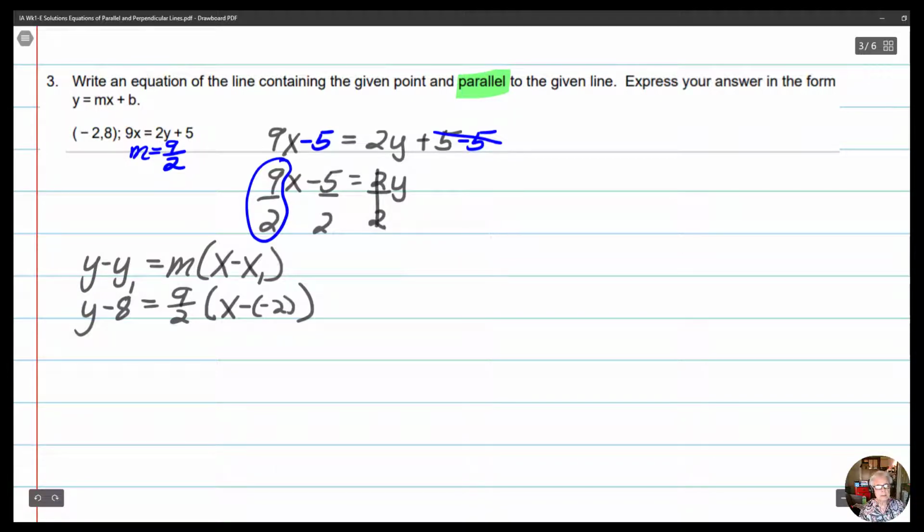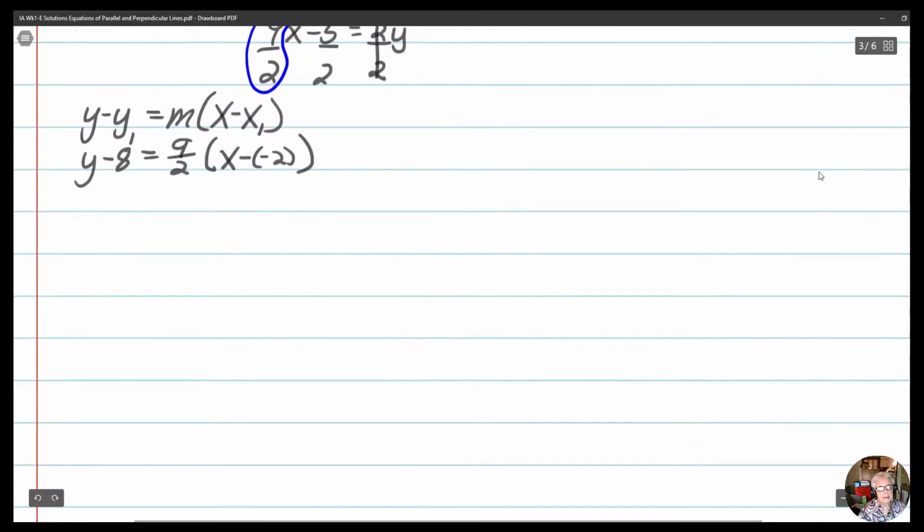Don't skip steps. I've graded so many papers and people try to skip steps and then they end up just missing the whole thing.